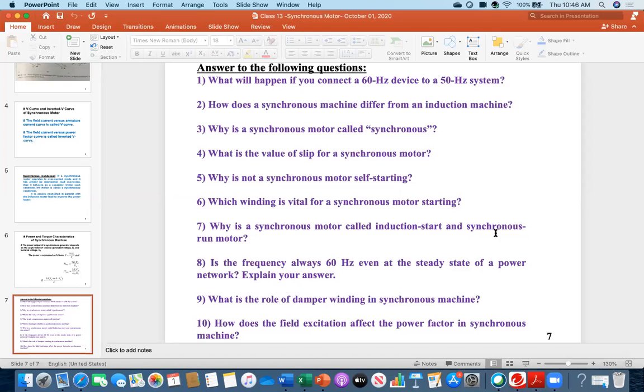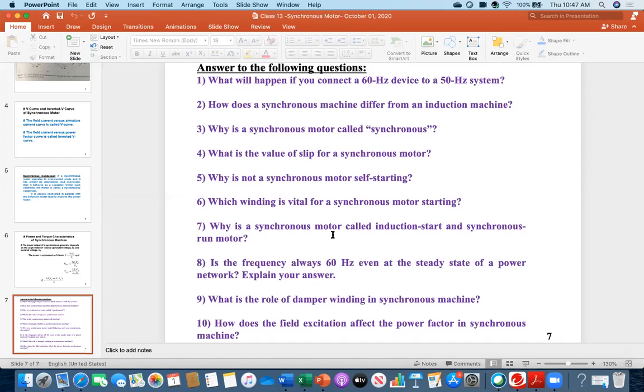With a constant speed. Accordingly, sometimes it is called induction start and synchronous run motor, meaning that it will start with the induction principle, but it will run later as a synchronous motor. Pretty interesting. You start on the induction principle, like the induction motor, but then it gets locked, it gets synchronized at a constant speed. That's why, in this book or any other book, you will find this terminology: induction start, synchronous motor, instead of just the synchronous motor.